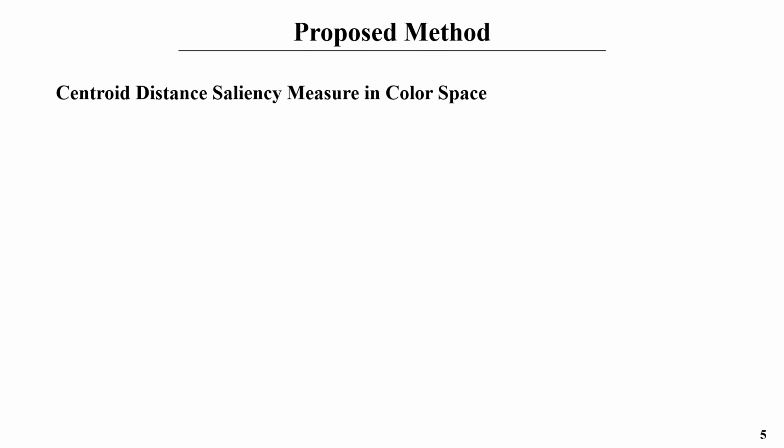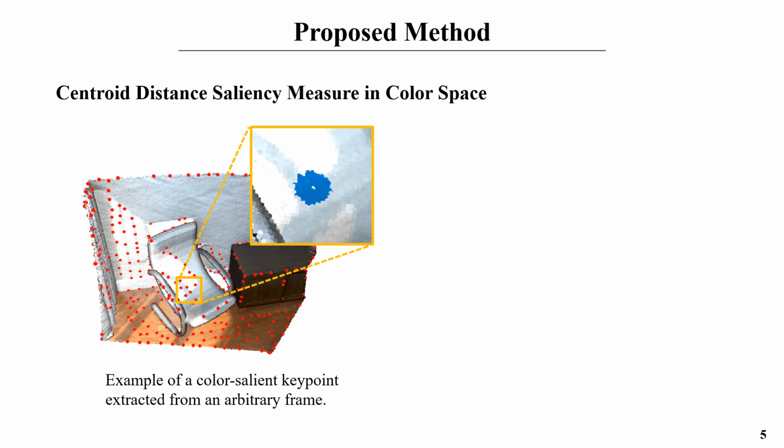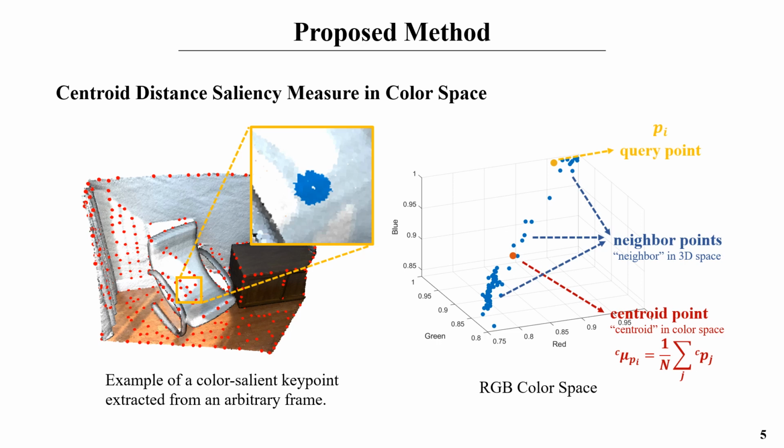To apply in color space, we can take a candidate key point together with its neighbor points and plot their color components in the RGB color space. Similarly, the central point can be computed by averaging the color components of all points in the neighborhood. Then the central distance is computed as the L1 distance between the query point and the centroid in the color space. Again, the higher this measure, the more salient the key point is. In case of uniform color, this distance is nearly zero.